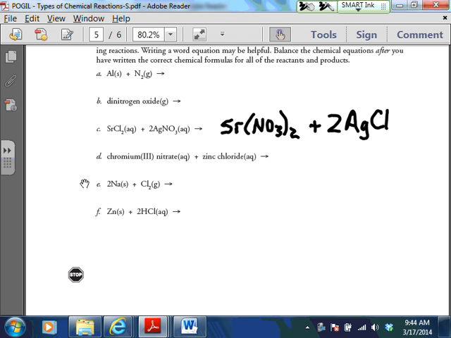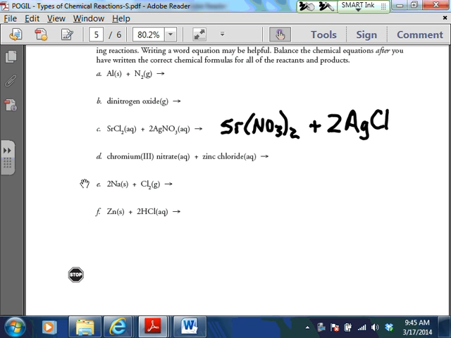2 in front of the AgCl. And if they had not done this for us already, we would need to put a 2 in front of the AgNO3, right? But they already put 1 there. Okay, and then the last one here, chromium. Now let's go ahead and write the formulas down below it.